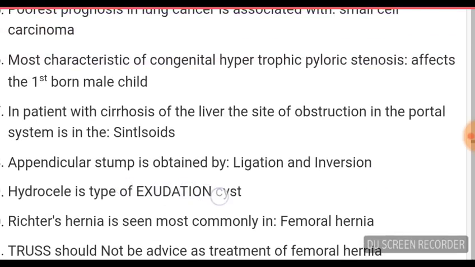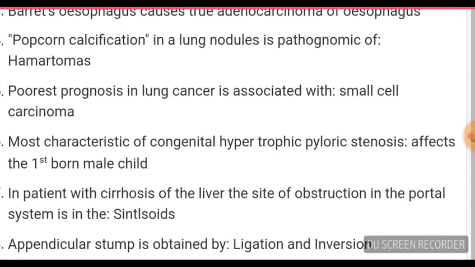Hydrocele is a type of exudation cyst. Important. Appendicular stump is treated by ligation and inversion. In a patient with cirrhosis of the liver, the site of obstruction in the portal system is in the sinusoids. Most characteristic of congenital hypertrophic pyloric stenosis is that it affects the firstborn male child. Means in the question it will most commonly be given that it is a firstborn male child.